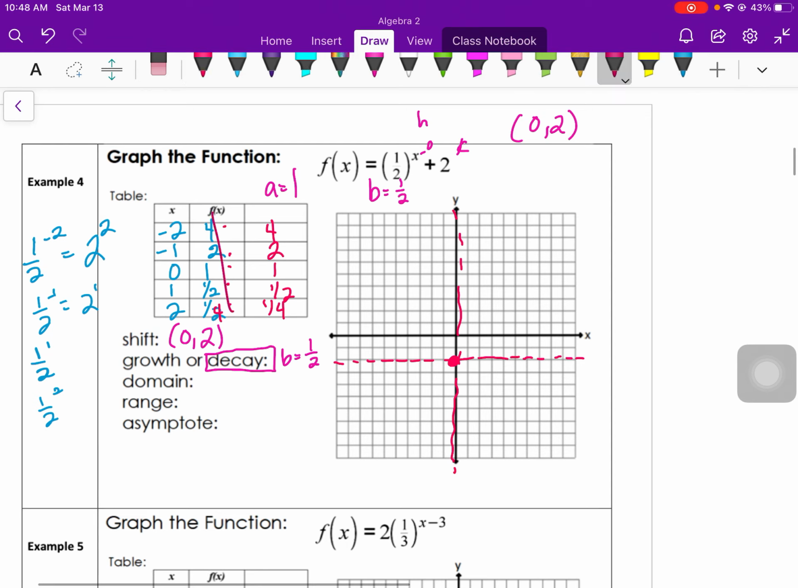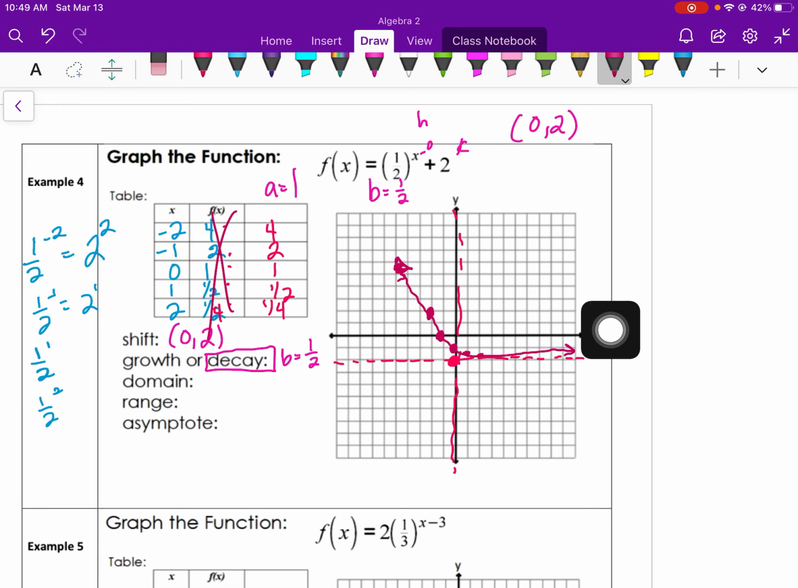Okay, so let's see what happens. I'm going to get rid of those. And from my point 0, 2, my new origin, I'm going to go to the left 2 and up 4. Then I'm going to go to the left 1 and up 2. And then I've got 0, 1. And 1, 1/2. Oh, we're starting to even out here. And 2, 1/4. So as you can see, we're getting smaller and smaller and smaller for our y's. We're going to approach that asymptote, but we're never going to cross it.